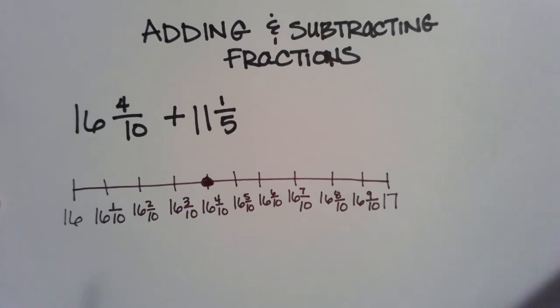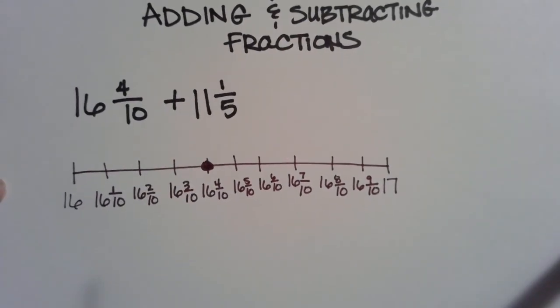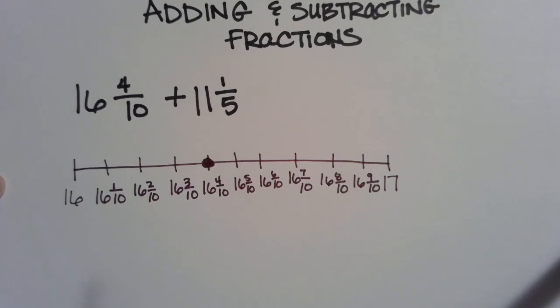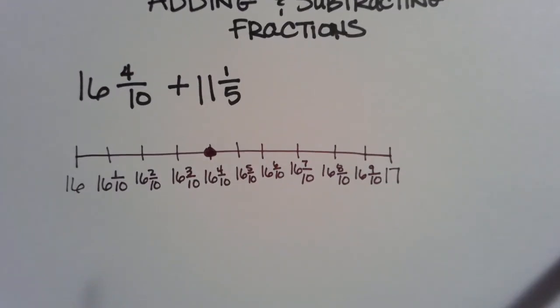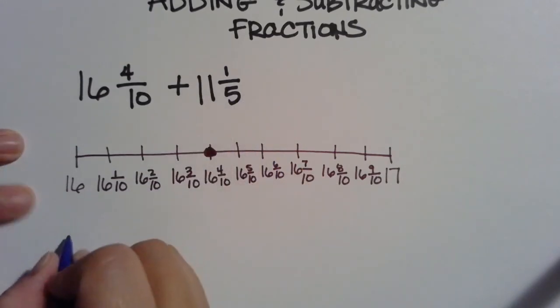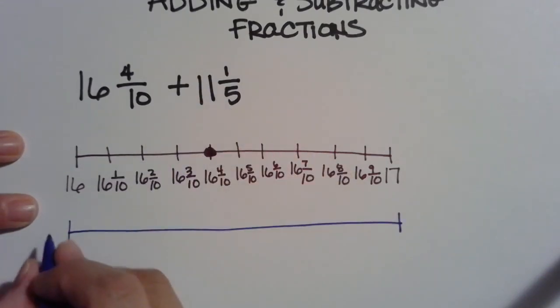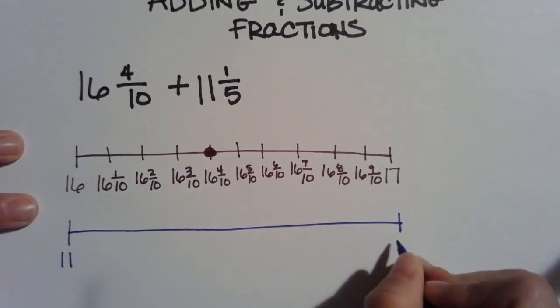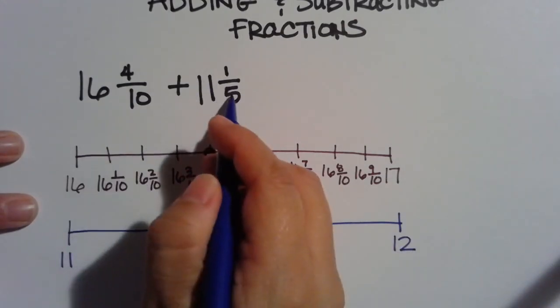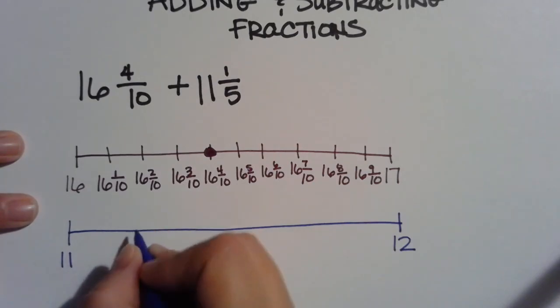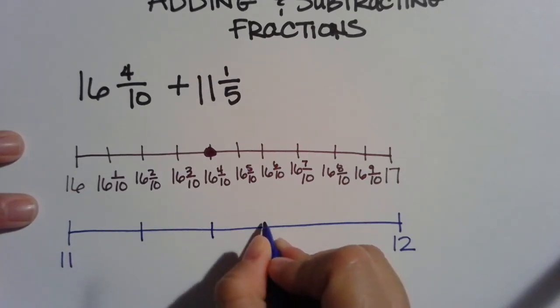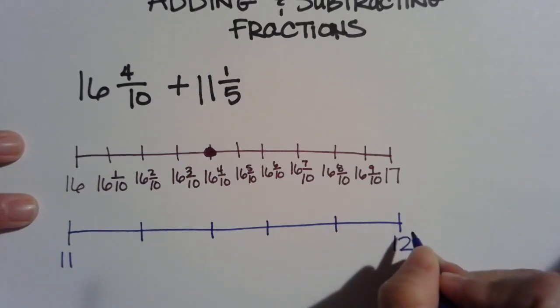Okay. And really that first number line is just kind of showing us where 16 and 4/10 is. Okay, it's not really helping us find the common denominator, but that's okay. The next one will. Okay, so the next number line is going to show 11 and 1/5. So I'm going to draw my number line. Okay, and 11 and 1/5 is between 11 and 12. And now I need to divide my number line into fifths. So 1, 2, 3, 4, and 5.